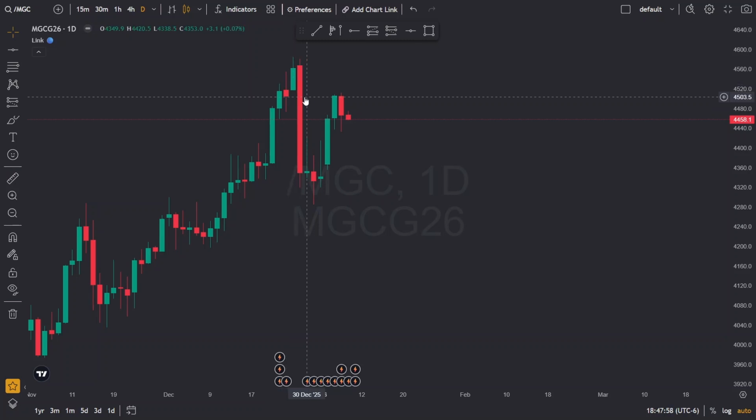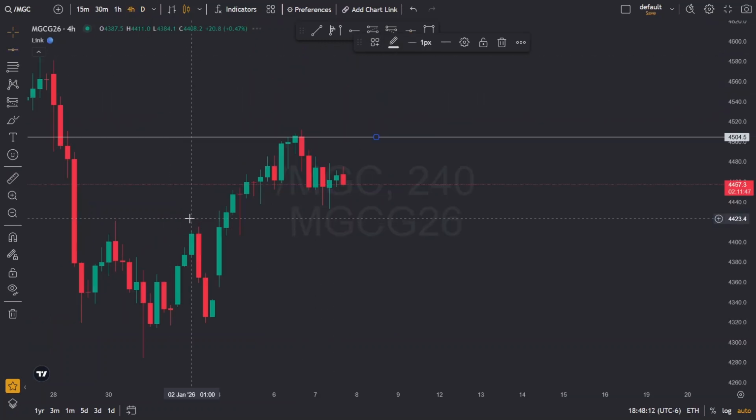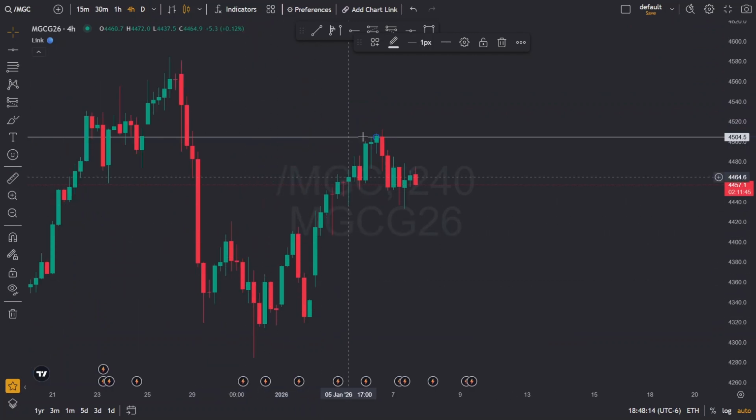It had a big drop on December 29th, created some support, some consolidation, and continued to push up. Now after it hit these areas right here, it's showing some kind of resistance on the daily. So we're seeing some rejection, no top wick. As we go on the 4 hour, we see this continued uptrend.